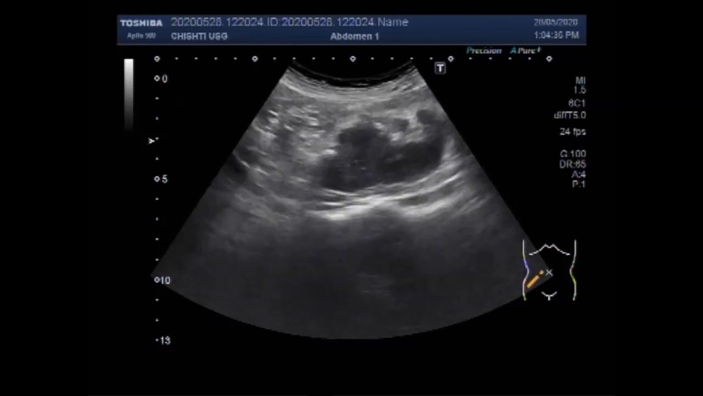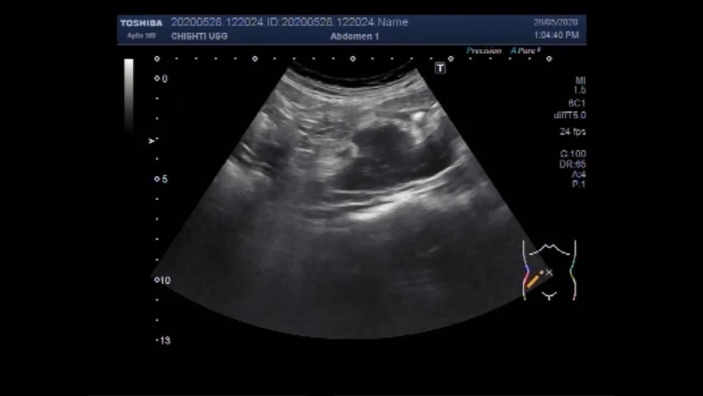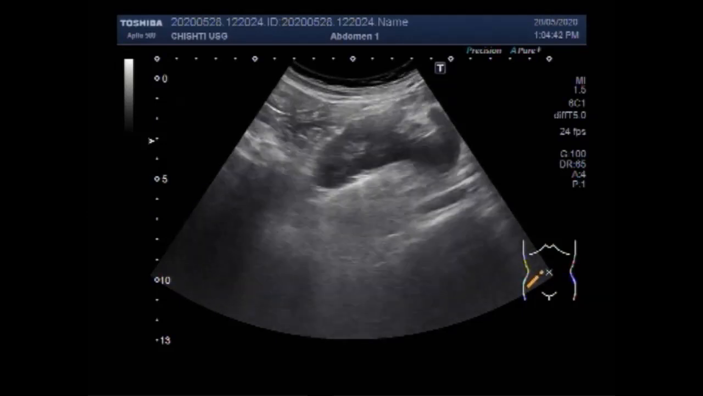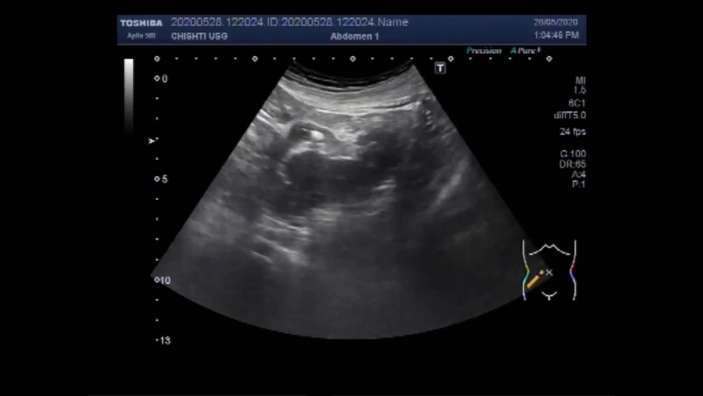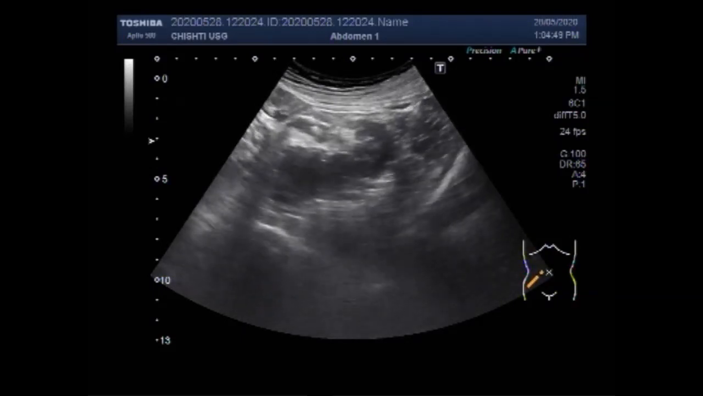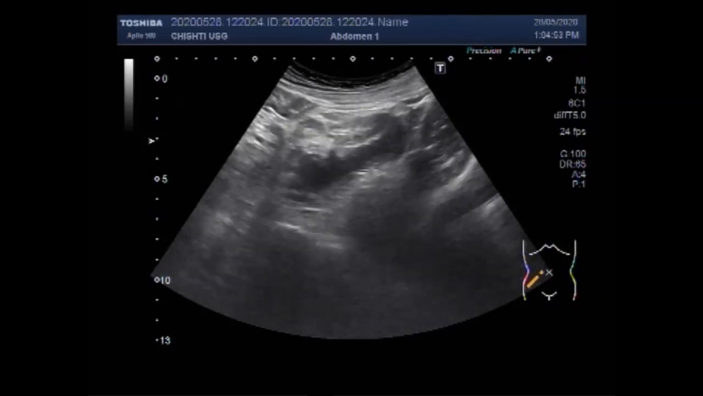Now you can see the size of this kidney is smaller as compared to the normally placed kidney, the left kidney, and you can see a stone in the proximal portion of the ureter, the right ureter.